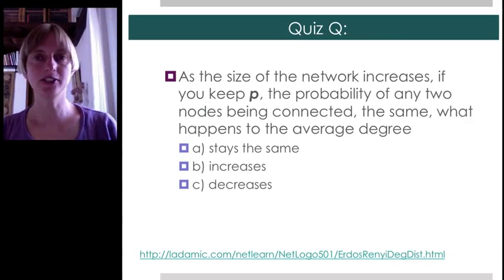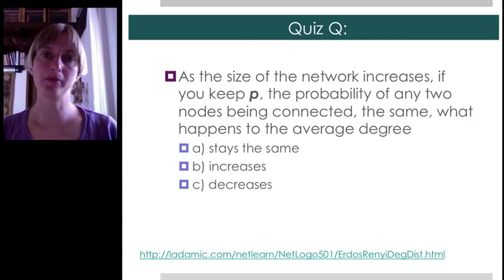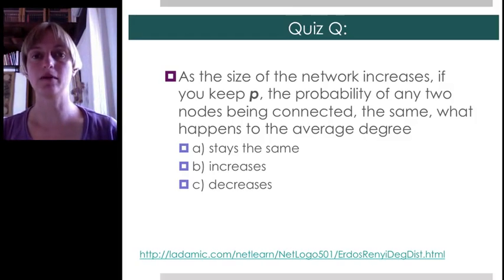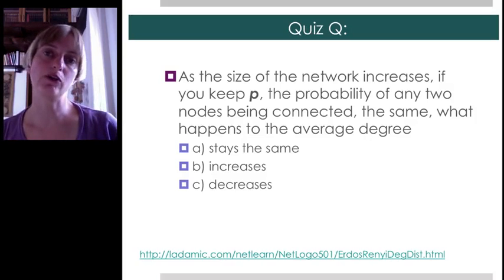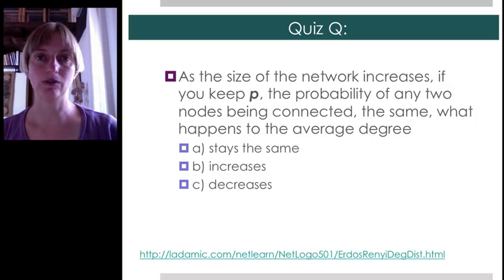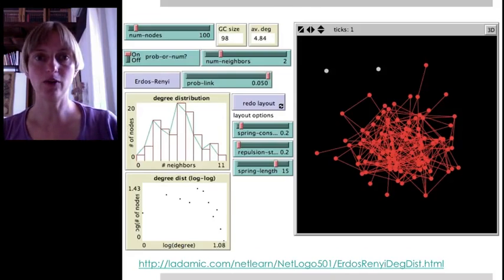Now, to test your understanding, I'd like you to imagine a network, and you're keeping the probability that any two nodes are connected, the value p, constant, and you're increasing the size of the network, the number of nodes. I want you to think about what happens to the average degree. How many other nodes on average is a node connected to? To help you with this, I have created a NetLogo model.